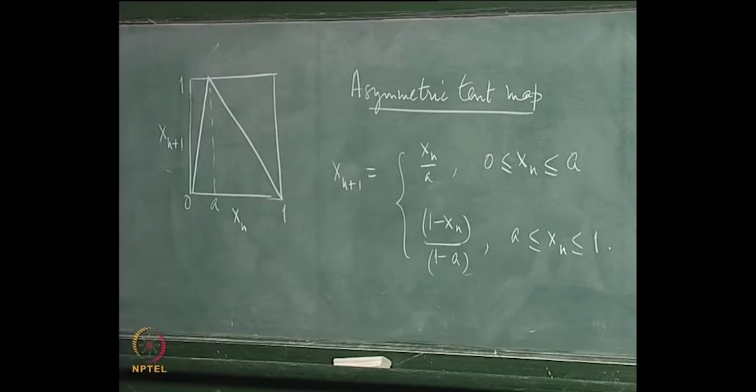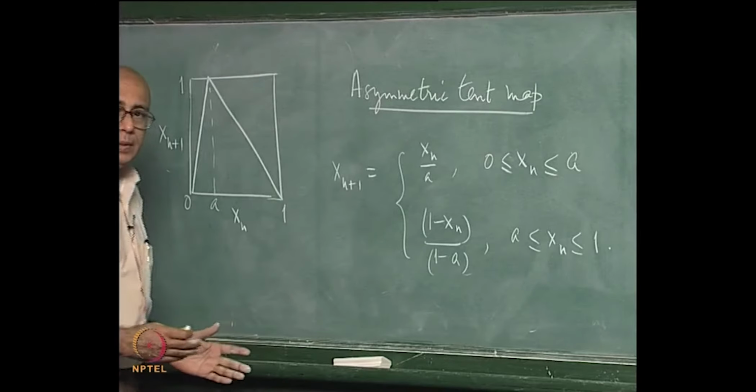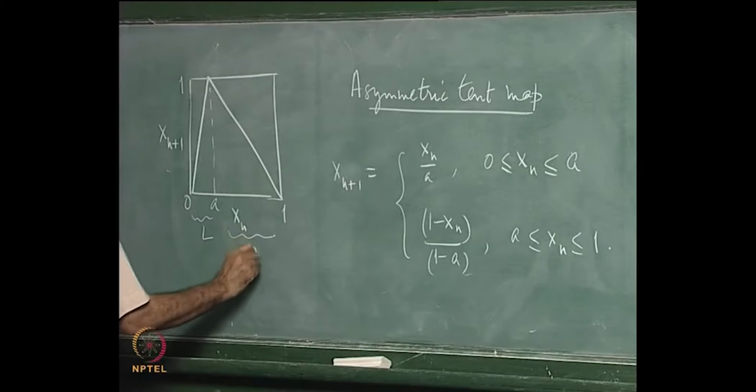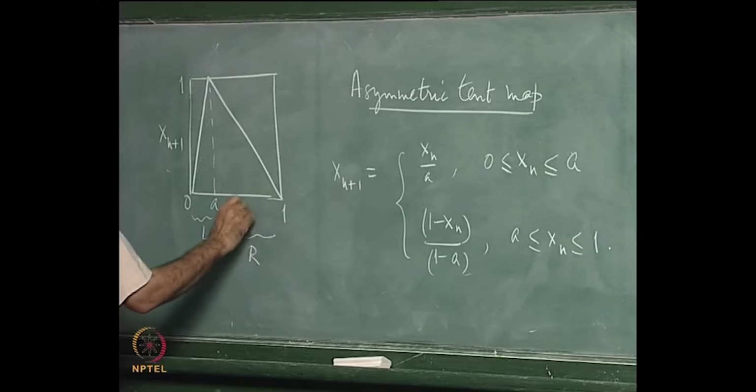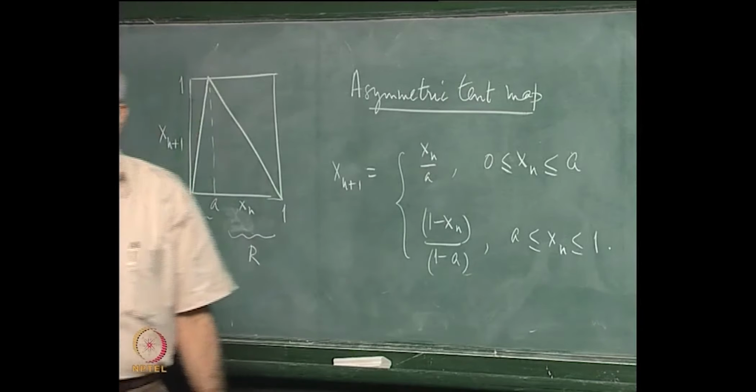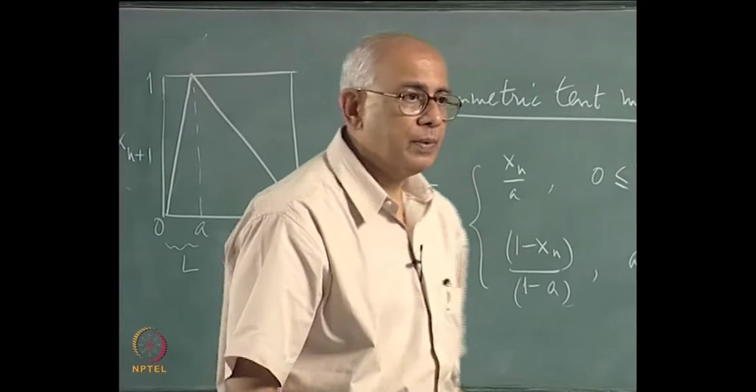Now this map is fully chaotic, and what I am going to do is to partition it into two cells, a left and a right, and the natural thing to do is to partition it from 0 to a as one cell and a to 1 as another. So let me call this left, and let us call this the right cell, and similarly for xn plus 1. Okay. What is the invariant density of this system, of this map?